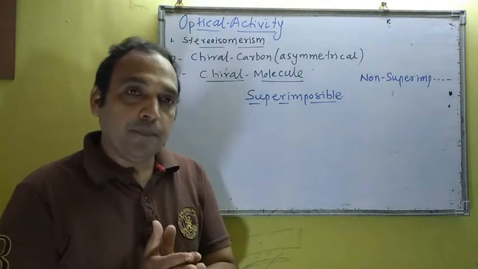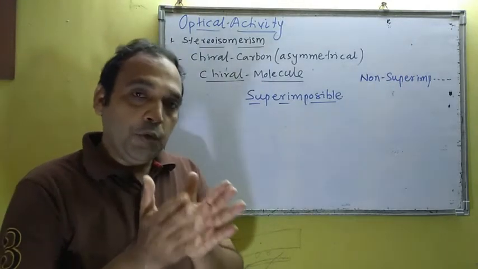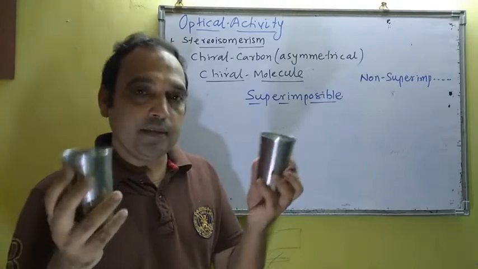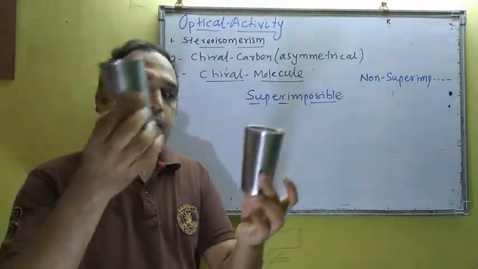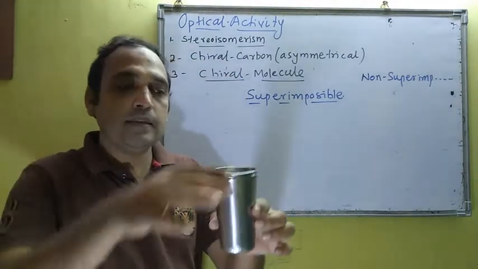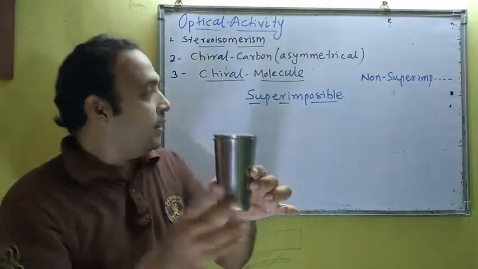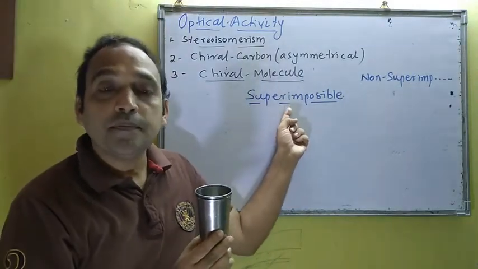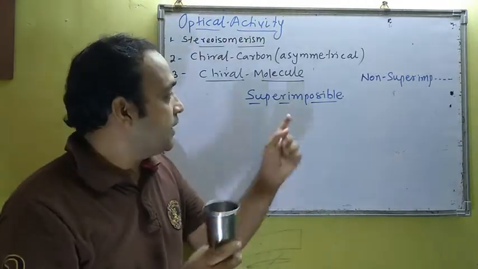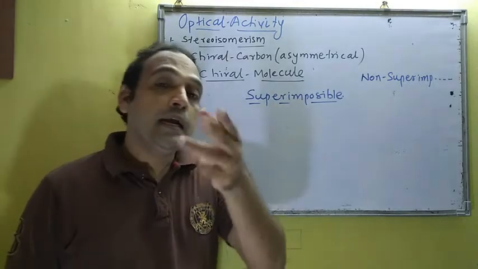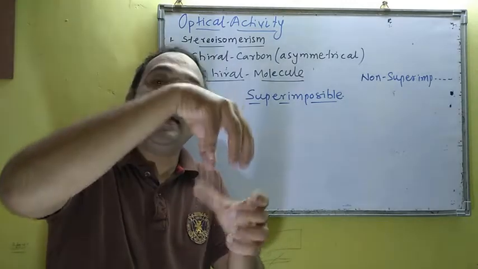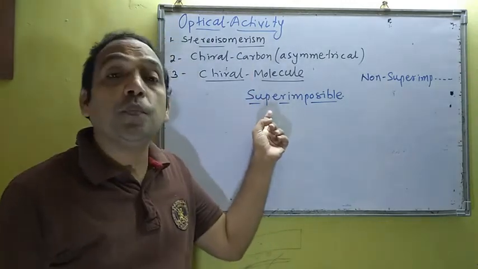If any objects fit perfectly into one another, it is called superimposable. Suppose I am taking these 2 glasses. I took these 2 glasses. Now these glasses fit perfectly into one another. It is called superimposable. Take chairs, take 2 chairs. Those chairs can be fit into one another, they sit perfectly in each other. That is an example of superimposable.